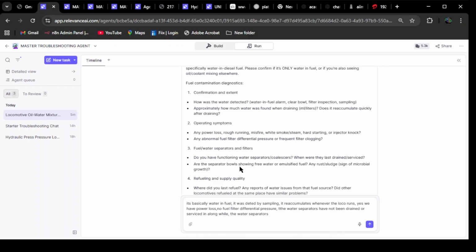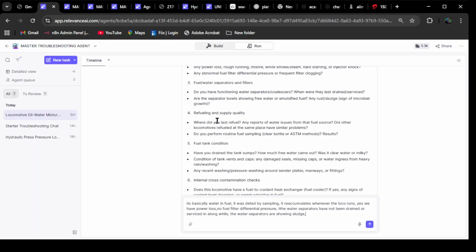So are the separators showing free water or emulsified fuel? Any rust, sludge? The water separators are showing sludge. So all this is quite made up just so that we can give satisfactory answers to the agent.